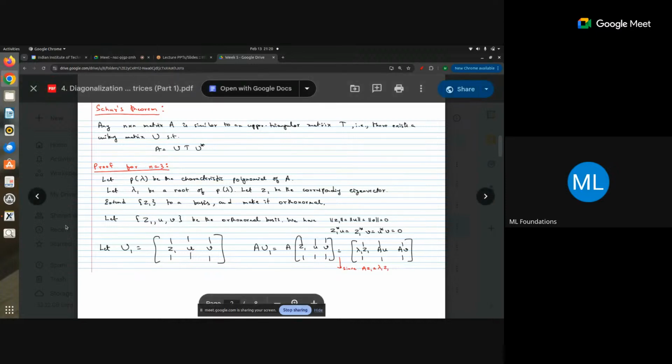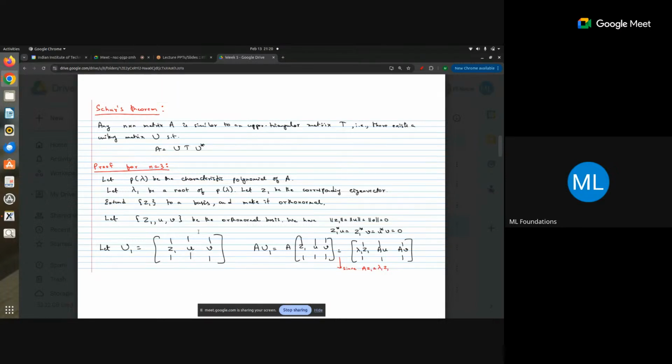You don't have to worry about all of this right now. Just try to understand here. So Z1, U and V are orthogonal to each other. Z1 is the eigenvector of A. We have found two other vectors which are orthogonal to Z1. So Z1 star U, Z1 star V, and U star V should be equal to 0. That is the condition of orthogonality.